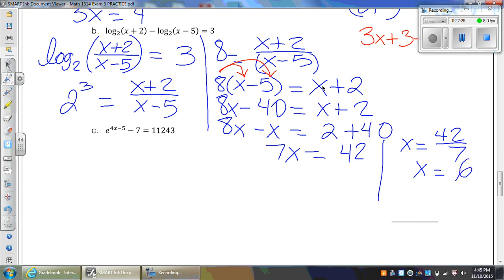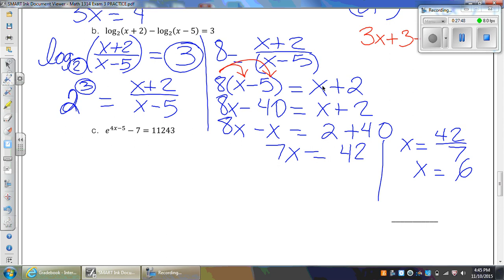Thank you. Yes? So when we're putting it into exponential form, equals 3, right? The solution, is that always going to be the exponent for the base? Correct, yes. So the base of the logarithm is always the base for the exponential, and the solution of the logarithm is the exponent of the exponential, yes.